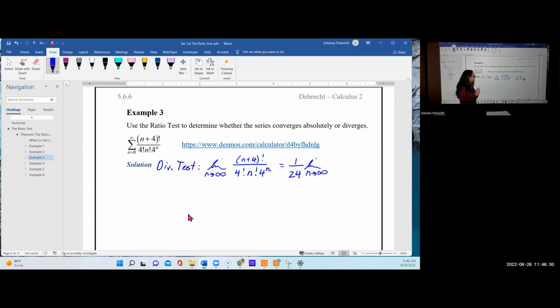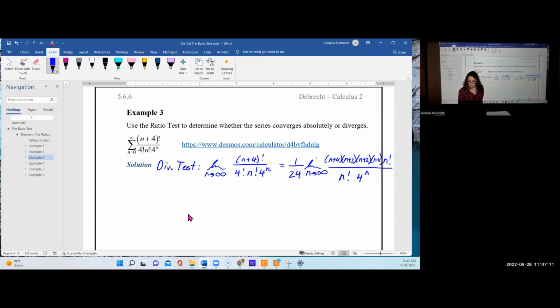So now I want to take this (n plus 4) factorial and break it down until it matches n factorial. Let's see if I have enough room. n plus 4, what's in front of it? n plus 3. What's in front of that? n plus 2. What's in front of that? n plus 1. What's in front of that? n. Now it matches the one in the denominator. So I stop when I reach the one that matches the denominator, and then I need the factorial because it's got to go all the way down to 1. And then in the denominator, I have n factorial and 4 to the n.